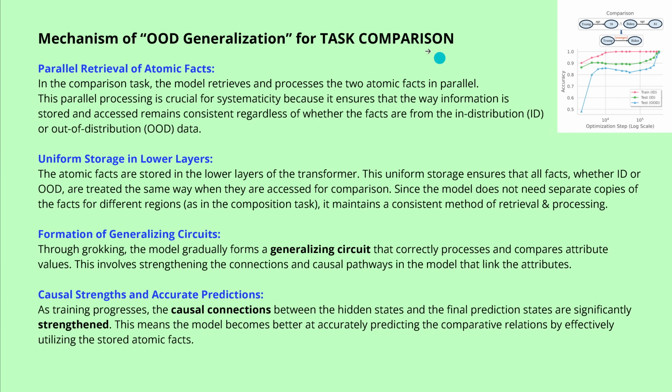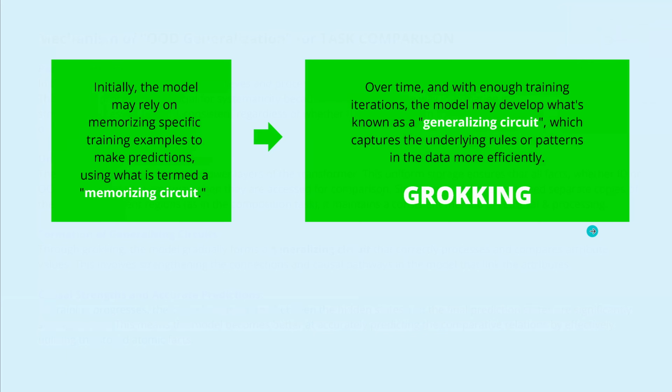And for my green grasshoppers, here I show you again the mechanism of out-of-distribution generalization that is now working, remember, for the task of a comparison. And here I give you the 4 steps in a short summary: parallelization, retrieval of the atomic facts, uniform storage in the lower layers, the formation here, takes a little bit of time, but then we have a formation of a generalization circuit and the causal strength and the accurate prediction by our grokked transformer.